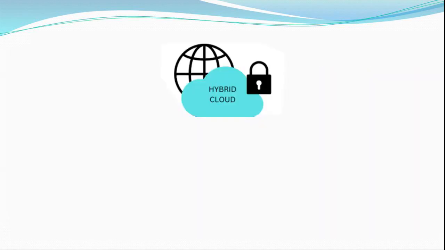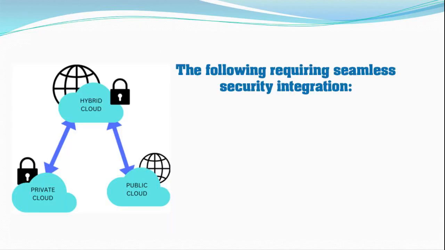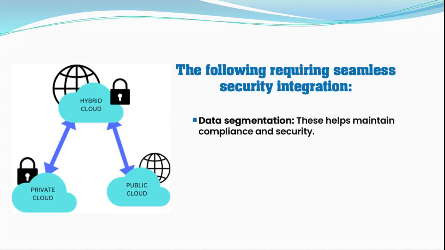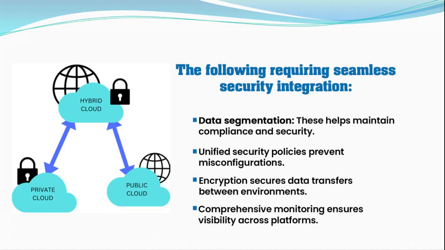Having these security requirements, a hybrid cloud combines private cloud and public clouds, requiring seamless security integration. Data segmentation helps maintain compliance and security. Unified security policies prevent misconfigurations. Encryption secures data transfers between environments. Comprehensive monitoring ensures visibility across platforms.